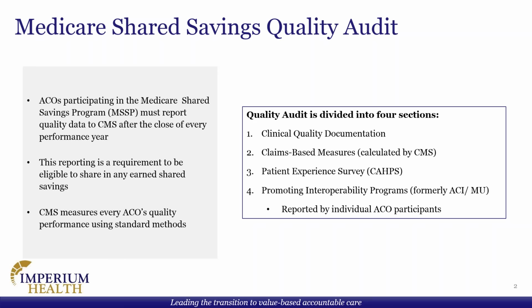And promoting interoperability, formerly known as advancing care information, and I guess formerly known as meaningful use, is the fourth component of the ACO's quality audit. Promoting interoperability is reported by each individual ACO participant, whether that's an individual provider or a group.